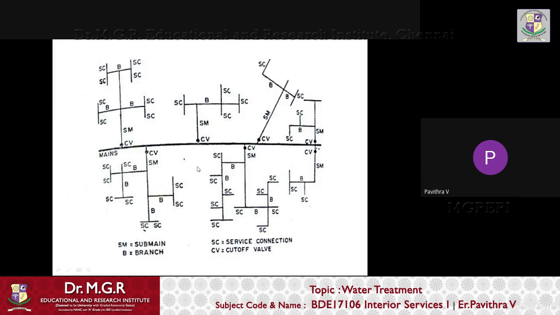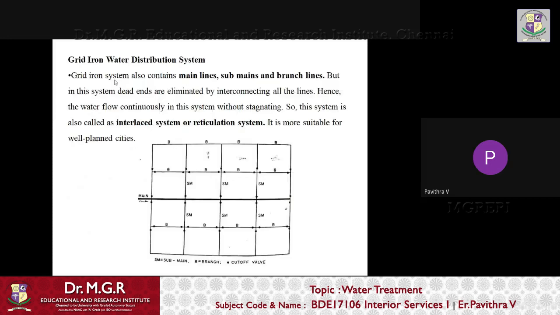That is the dead end system. Then we will move on to the grid iron water distribution system. The grid iron system also contains mains, submains, and branches. Since it is interconnected with all the grids, the flow of water will be continuous. This system is also called the interlaced system or reticulation system, and it is more suitable for well-planned cities.